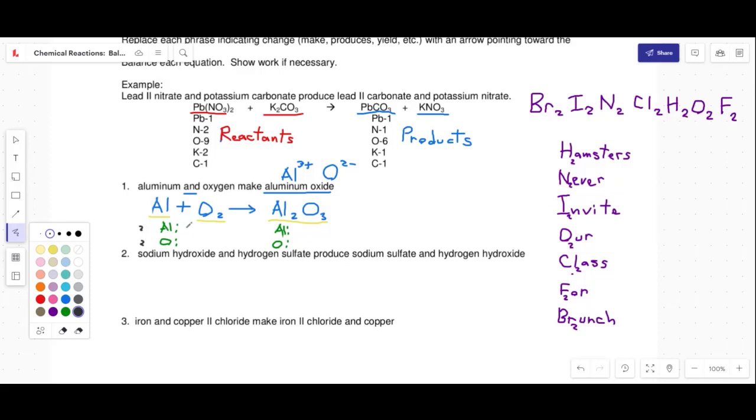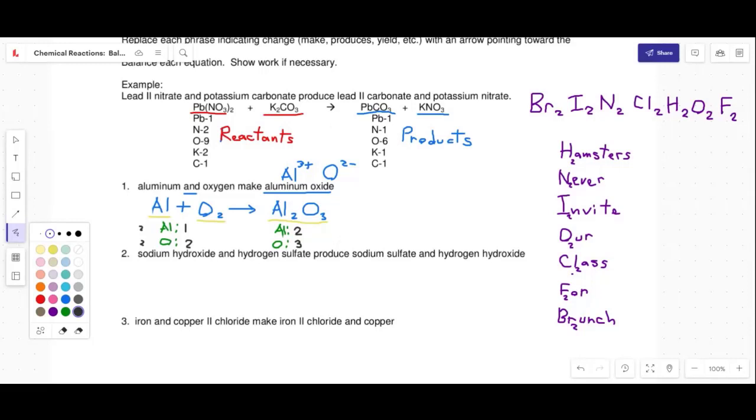So if I ask, how many aluminums are on the left side, I'm going to start with 1. How many oxygens? It's 2. On the product side, how many aluminums? 2. And how many oxygens? 3. So, like I said, it doesn't matter which one I balance.